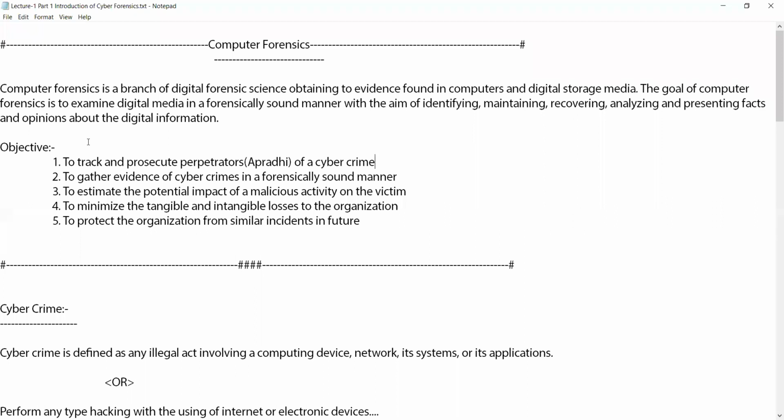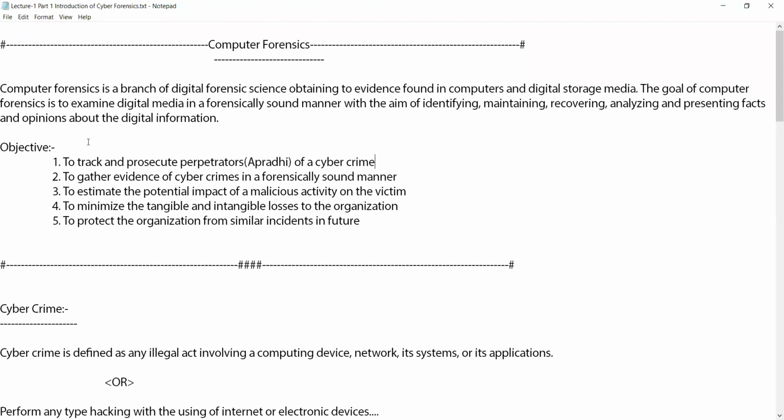So as a definition, we will understand: computer forensics is a branch of digital forensic science pertaining to evidence found in a computer and digital storage media. The goal of computer forensics is to examine digital media in a forensically sound manner with the aim of identifying, maintaining, recovering, analyzing and presenting facts and opinion about the digital information. So this is the complete computer forensics definition.